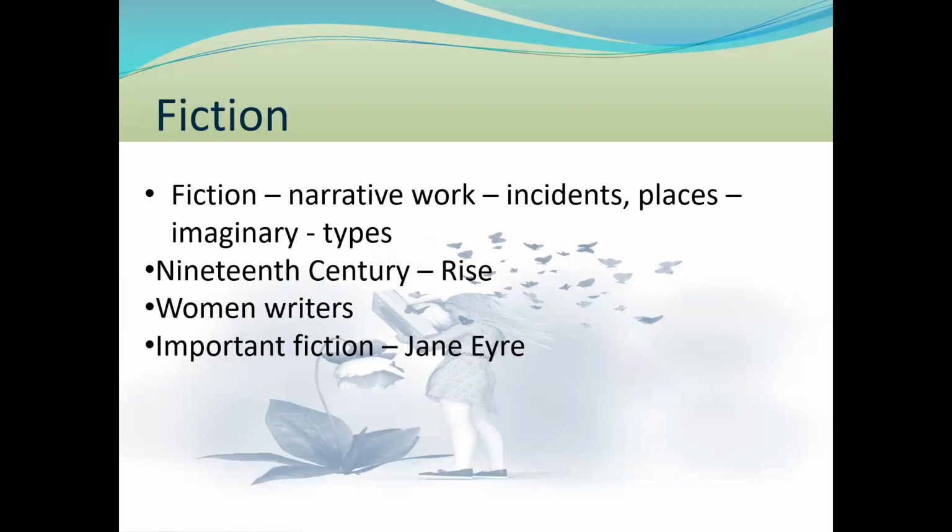Let's see the term fiction. Fiction is one of the literary genres. It is any narrative work which portrays individuals, events, or places which are completely imaginary. There are different types of fiction. In England, one of the earliest writers of fiction is Daniel Defoe. He wrote Robinson Crusoe. Generally speaking, the 18th century saw the development of this genre, and during the 19th century it became very popular among the people.